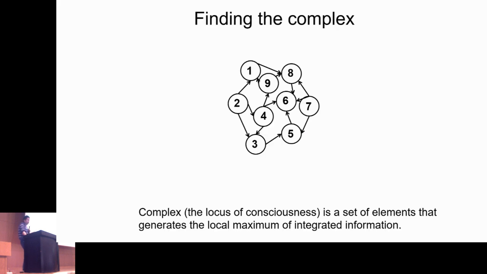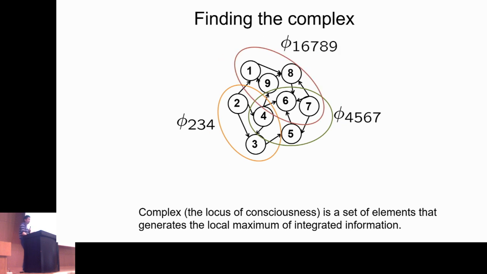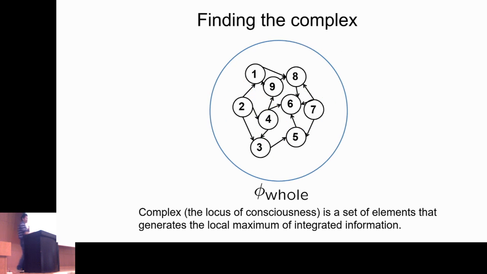So in this case, for example, we compute phi here, we consider phi here and there. We check every possible subsystem. For example, in this case, let's say the whole system generates the maximum. Then the complex is this, and other subsystems do not simultaneously exist as a conscious entity.